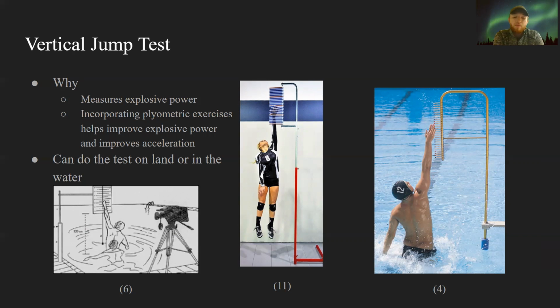To calculate relative jump height, we will have to measure the upper body length from the hip to the tip of the finger while the arm is fully reaching overhead.